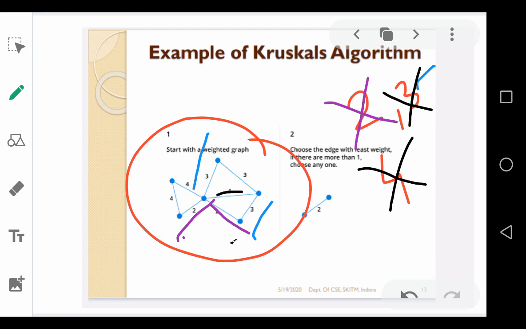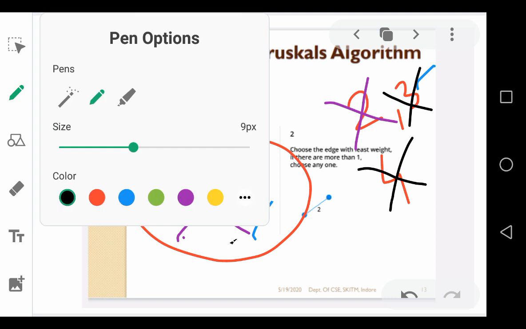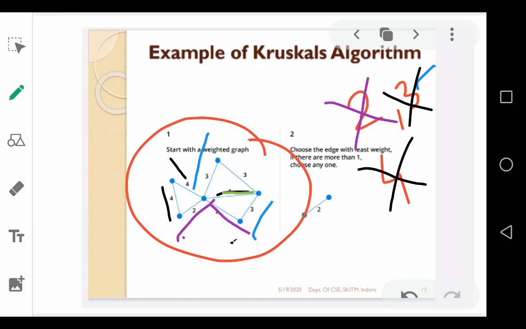We can select this edge and this edge. If we are selecting this edge, we already get a circuit here, so we are not considering it. We can consider this edge. We cannot consider this edge, because if we consider this, the circuit will be formed.